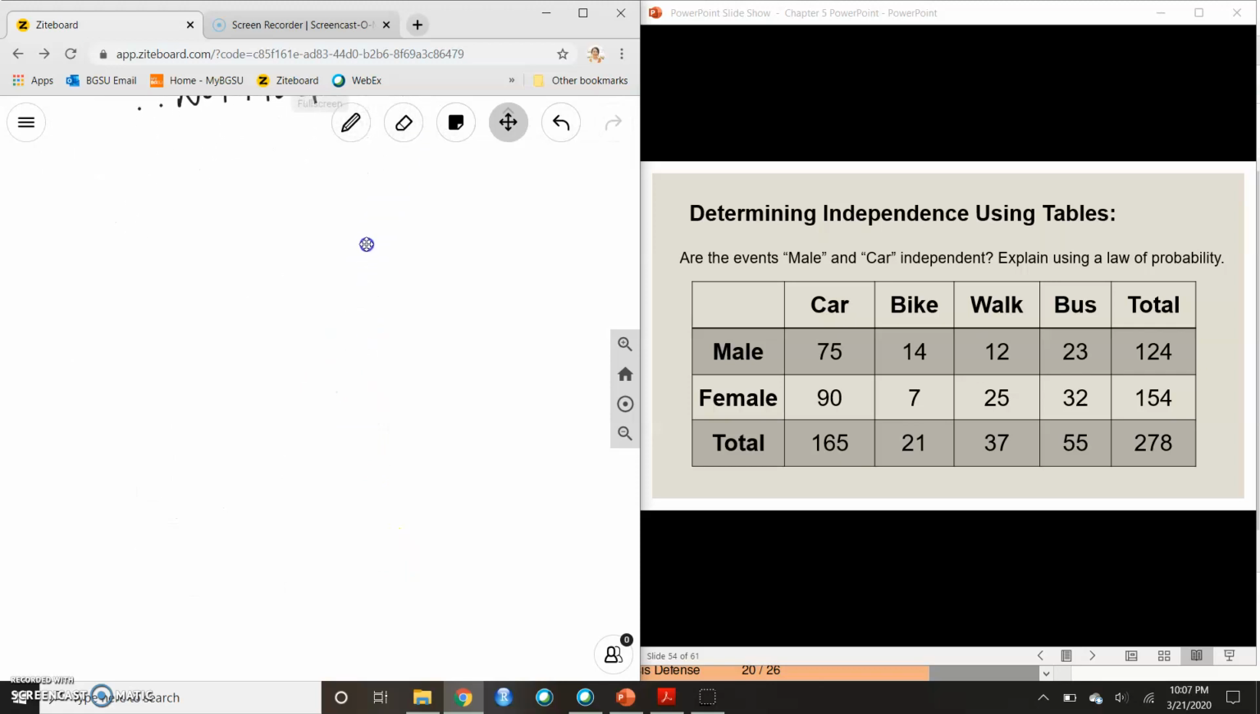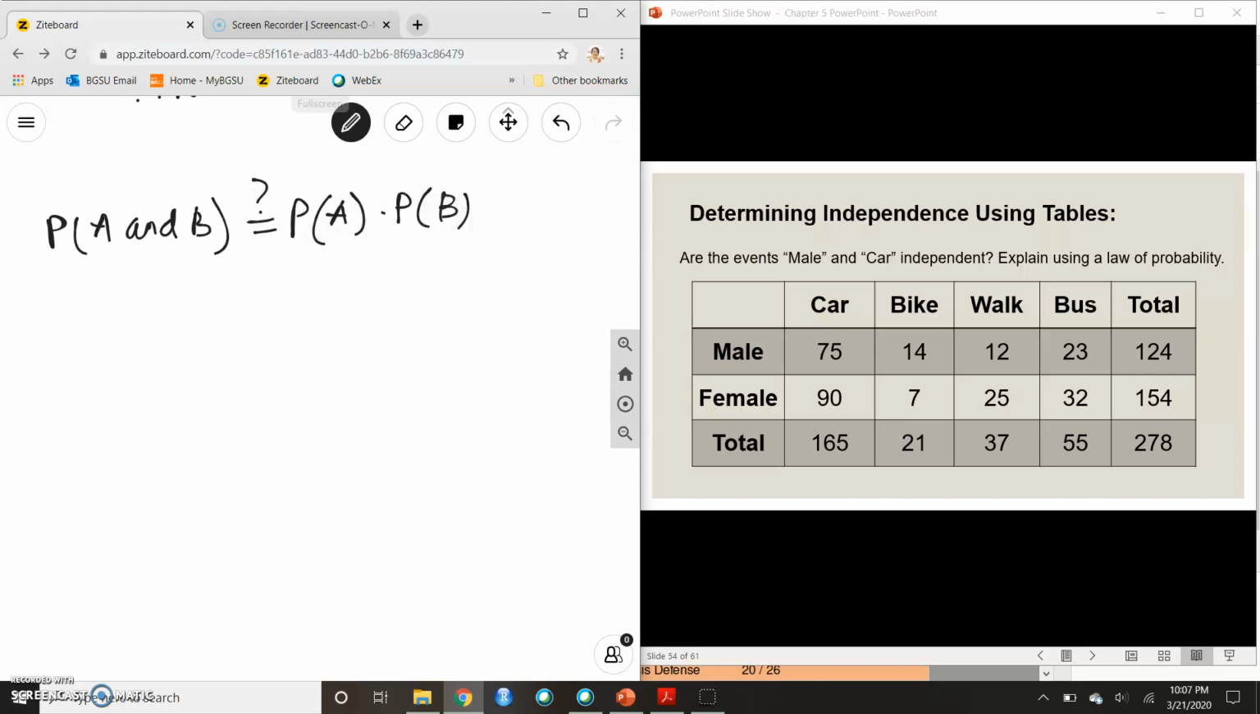Now we're going to use the second method to check. The second method to check is making sure that P of A and B, is that equal to P of A times P of B? Again, we said that male is our event A, car is our event B. So specifically, we're checking to see if P of male and car is equal to probability of being male times probability of taking the car.